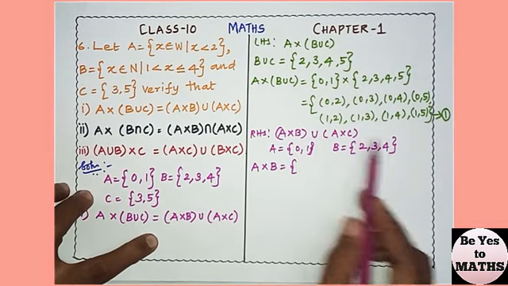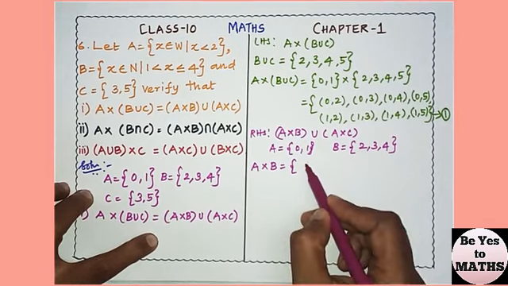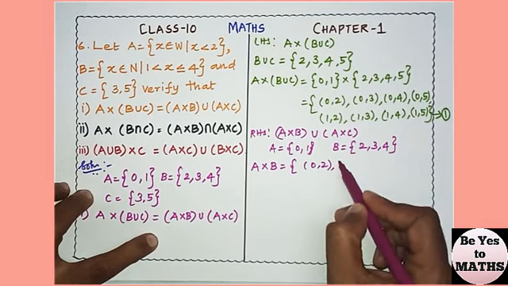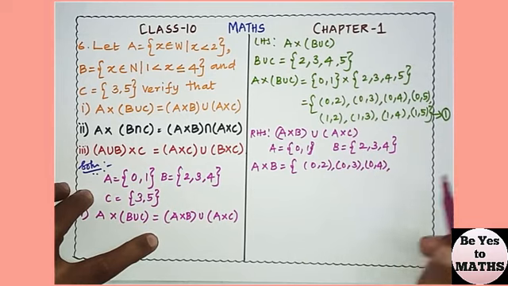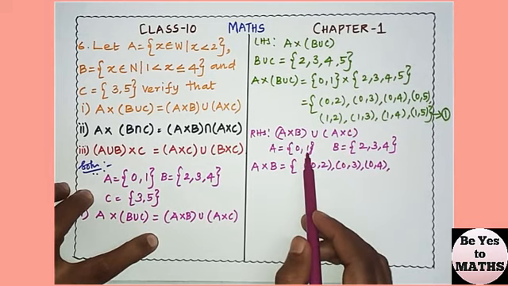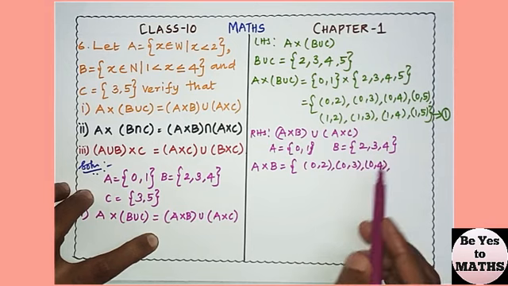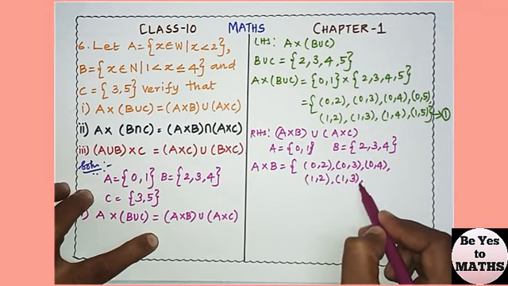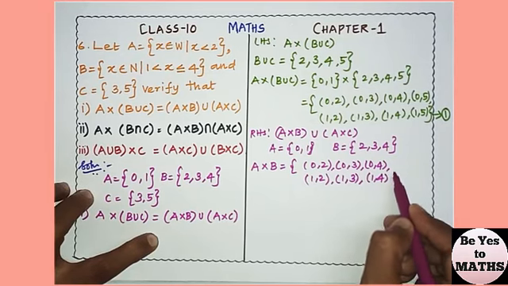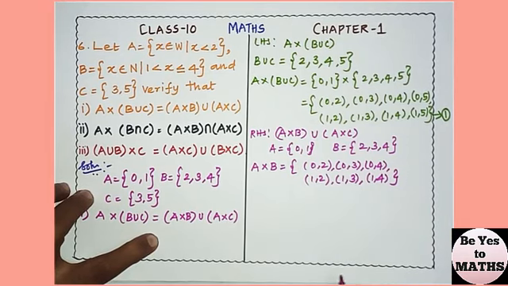Take 0 from the first set and pair it with all the elements in the other set. So (0,2), (0,3), (0,4). Now take 1 from the first set and pair it with all the elements in the other set. So (1,2), (1,3), (1,4). This is A cross B.